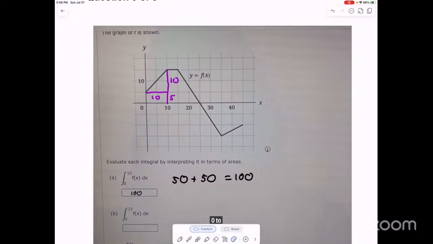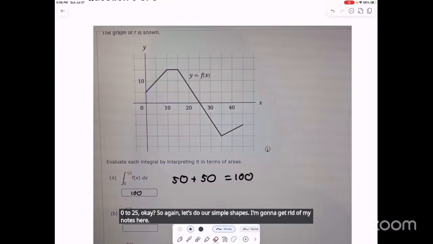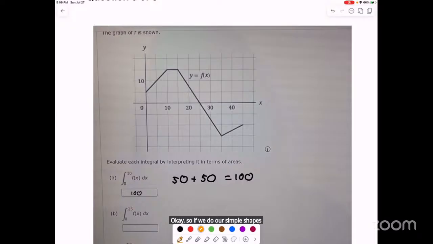0 to 25, okay? So again, let's do our simple shapes. I'm gonna get rid of my notes here. Okay, so if we do our simple shapes, we have a triangle here. We got a shape over there. We just did 0 to 10. So we know that this region here is 100, provided our calculation is proper. 10 times 5 is 50. Yeah, 100, right? So from the previous, we know that this area should be 100.